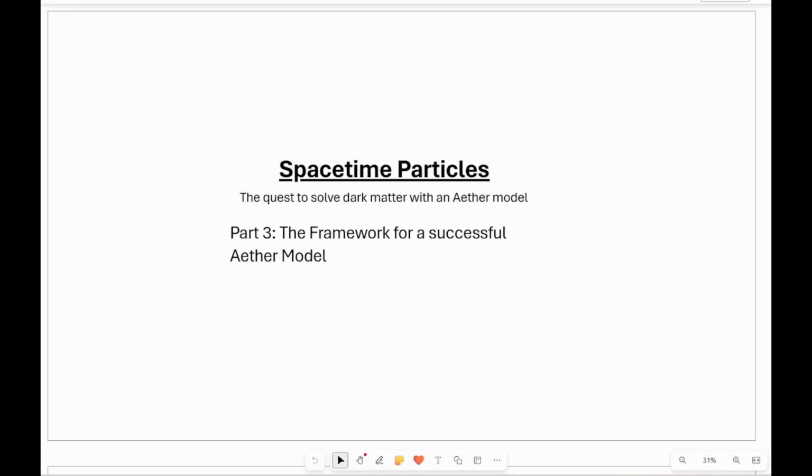Hey everybody, Blake Veneer here again with another part in this series titled Spacetime Particles, where we are hoping to use an Aether model to solve some of the unresolved issues in physics, such as dark matter. This particular part, we're going to start to actually look at what the framework would need in order to be successful.